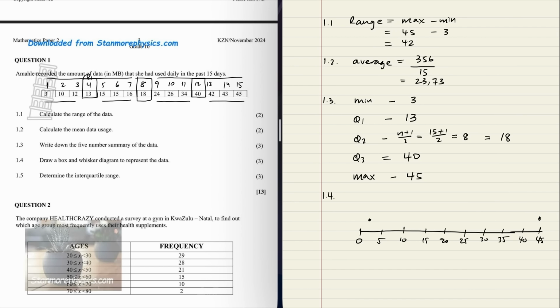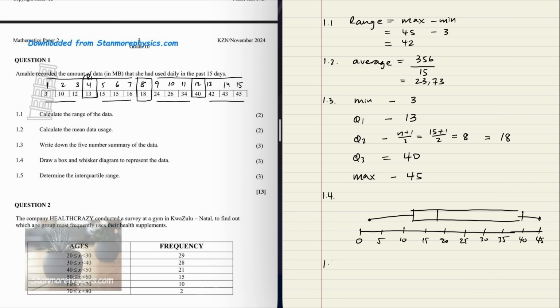Q1 is 13, so that's going to be part of the box. Q2 is 18, that's also going to be part of the box. And Q3 is 40, that's going to be part of the box. So if I join Q1, Q2, and Q3, that's going to be the box. The whiskers then are going to be the minimum and maximum.